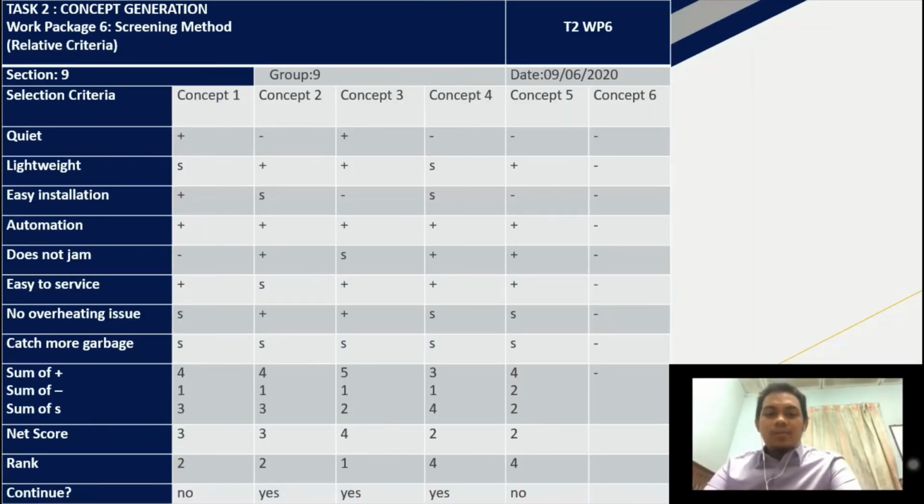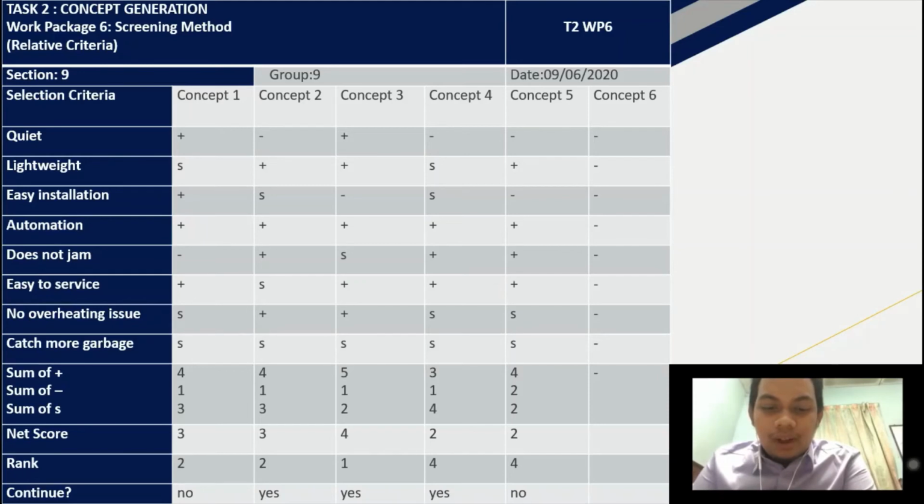For the relative criteria, which is the continuation of the screening method, we have made a selection. We have added a few selection criteria that we made for our project, which are quiet, lightweight, easy installation, automation, does not jam, easy to service, not overheating issue, and catch more garbage.